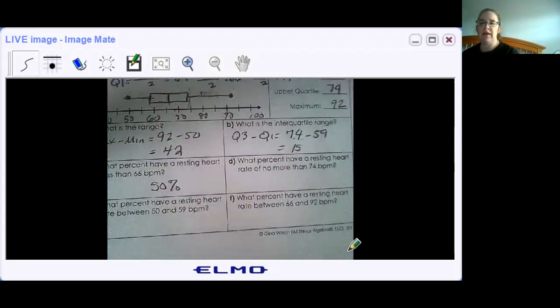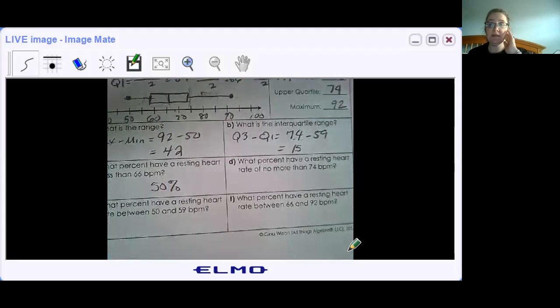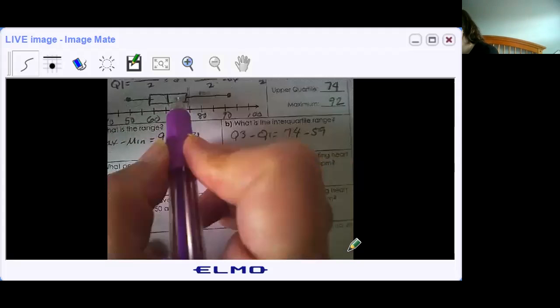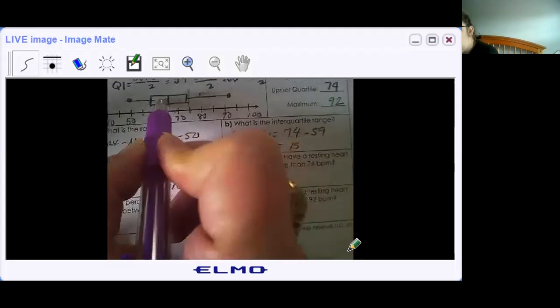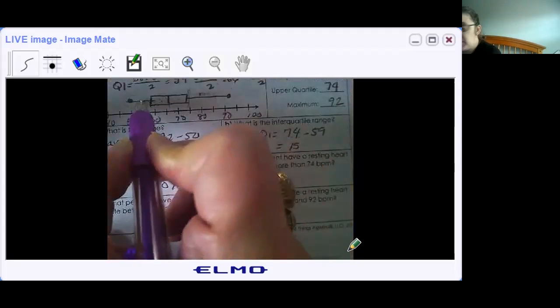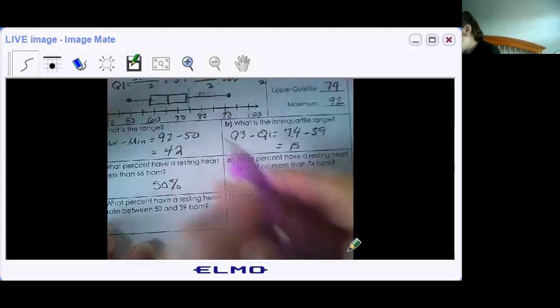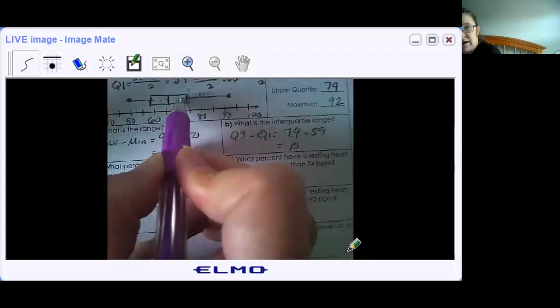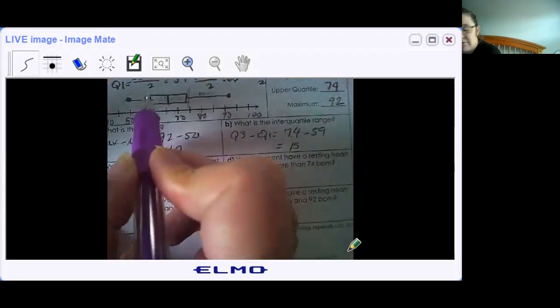No more than. That means 74 is as big as it can be. So I'm talking about everything smaller than 74. Well, let's look at our box and whisker plot. We have 1, 2, 3 sections that are smaller than 74. So that's 25 plus 25 plus 25.